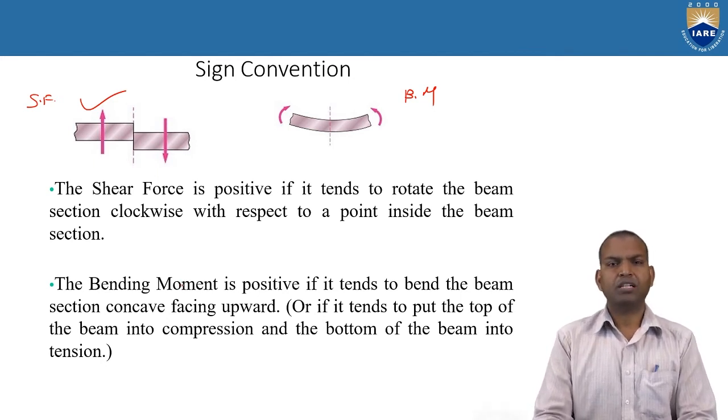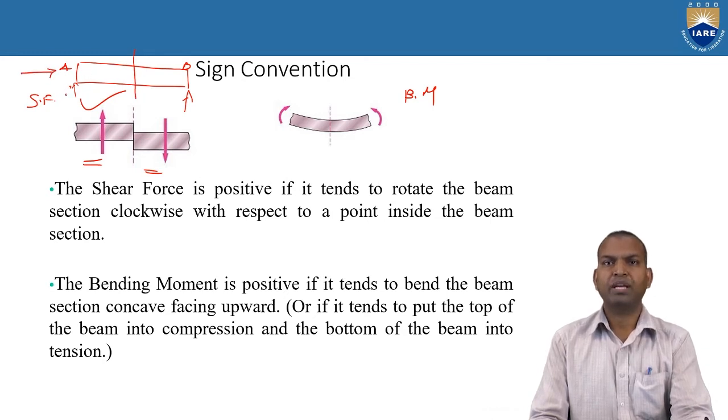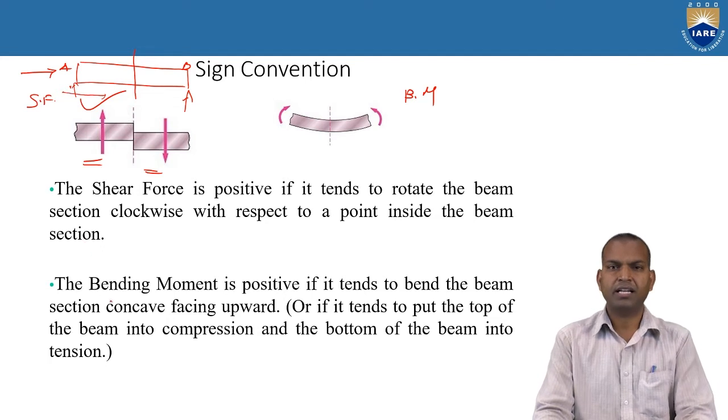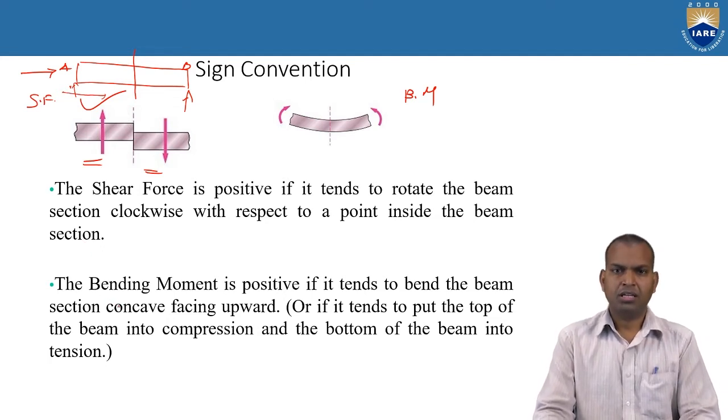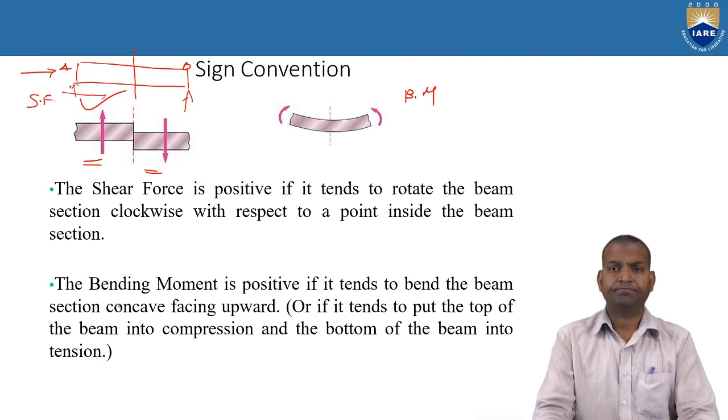For a positive value, what is the sign convention? And for a negative bending moment, what is the sign convention? Here is the positive sign convention symbol. Take a simply supported beam with points A and B. You can move for calculation from either the left hand side or the right hand side. Whichever direction you go, the values remain the same.